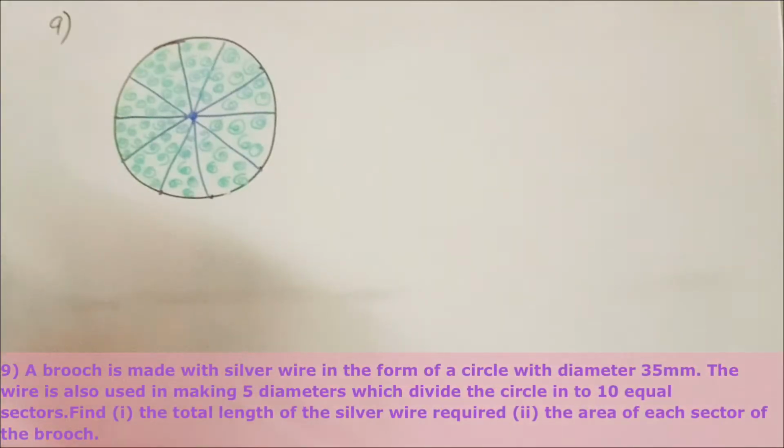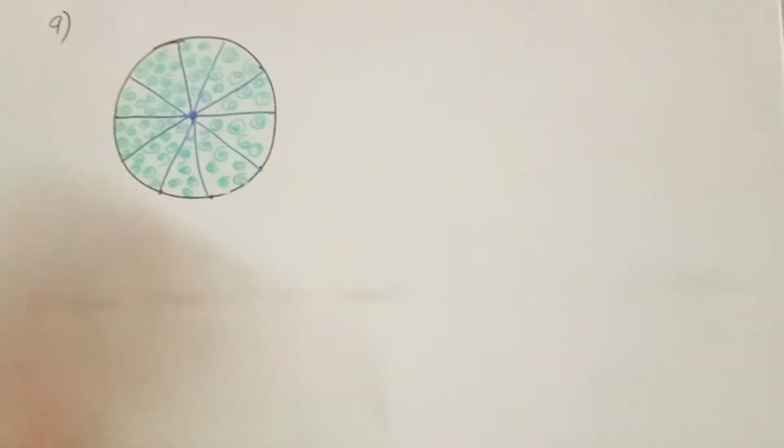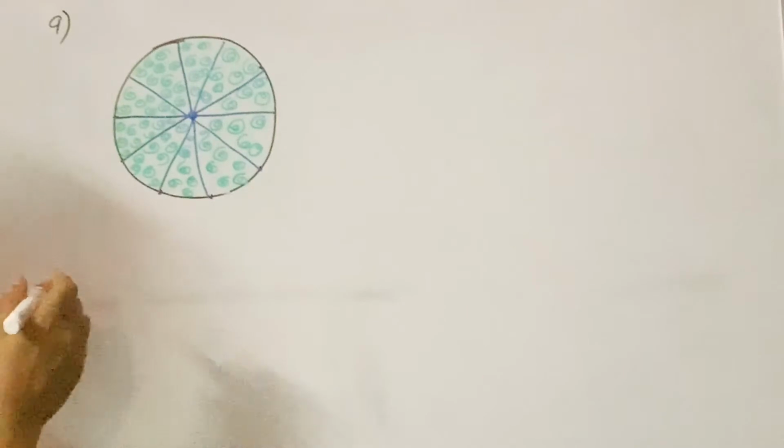Question number 9. A brooch is made with silver wire in the form of a circle with a diameter 35 mm, and the wire is also used for making 5 diameters which divide the circle into 10 equal sectors. Find the total length of the silver wire required. See, brooch means a sari pin.